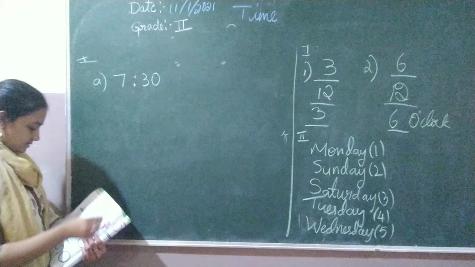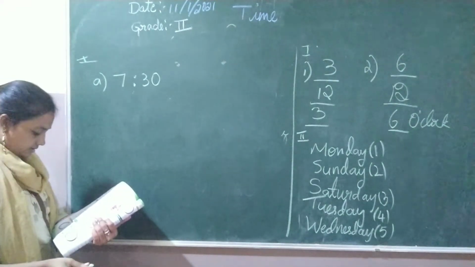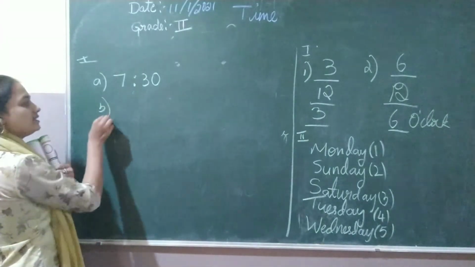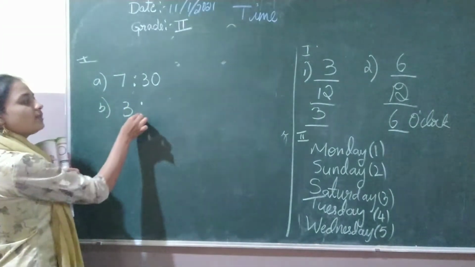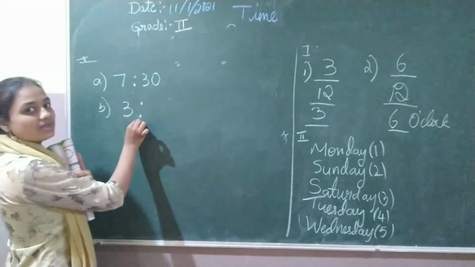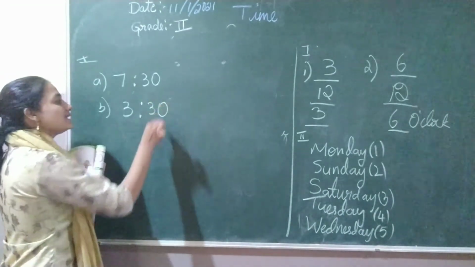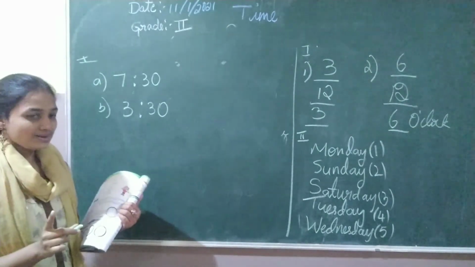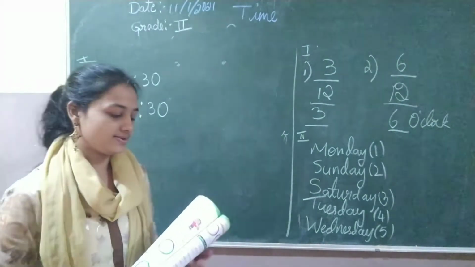Second one. So second one, my answer is 3. My small hand is showing 3 and then again my big hand is showing 6. That is 30. 3:30. The other two you will write it. It is very easy. You can try it, children.